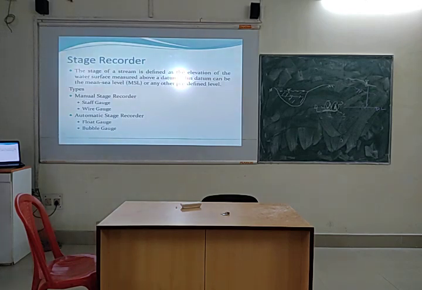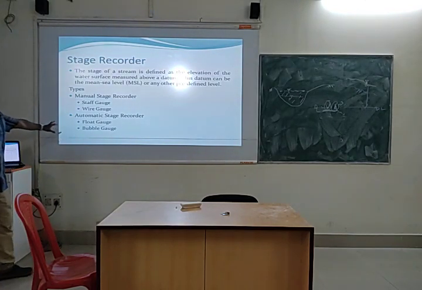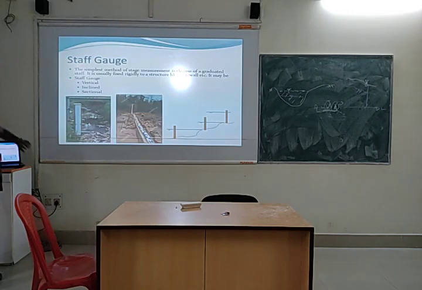Now to find out that one, we are having this sort of recorder, that is manual recorder and automatic stage recorder. In manual stage recorder, we are having two types of gauges, that is staff gauge and weir gauge. And in automatic stage recorder, we are having floating gauge and bubble gauge. Four types of gauges are there. Let us see about all the gauges.